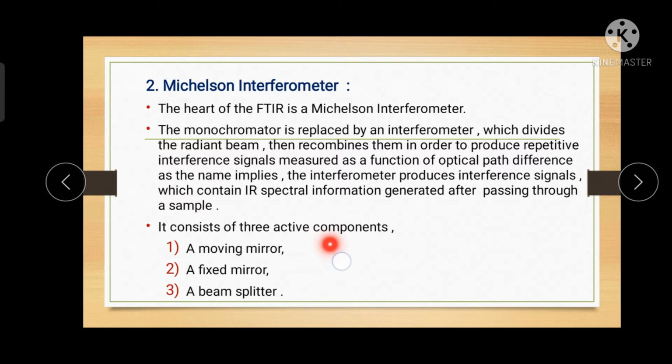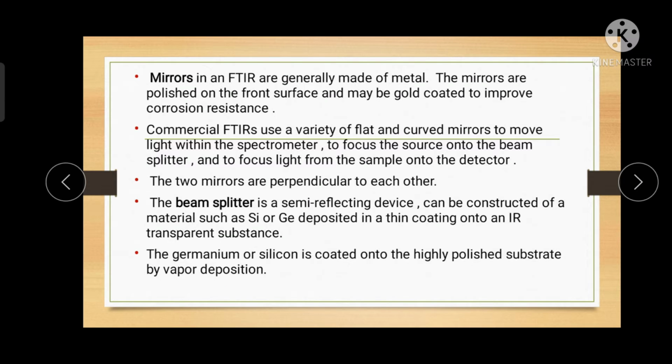It consists of three active components. First is a moving mirror, second is a fixed mirror, and third is a beam splitter. These are the three main parts of the Michelson interferometer. That means there are two mirrors and one beam splitter which divides the beam. So we will discuss the parts of the interferometer one by one. First we will discuss the mirror, and after that the beam splitter.